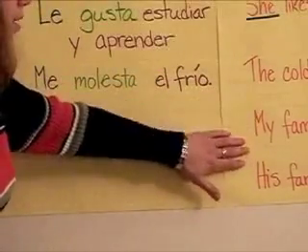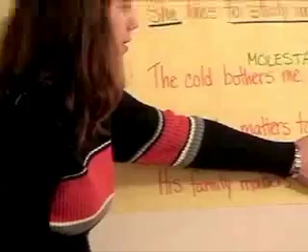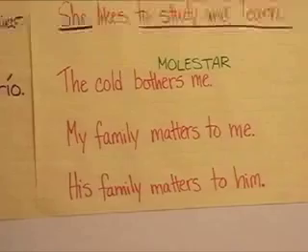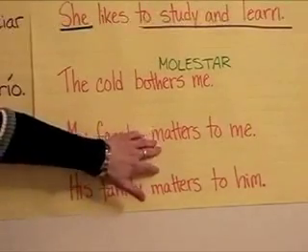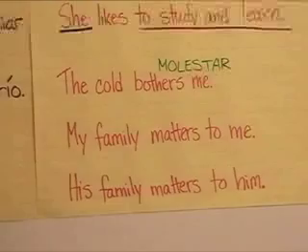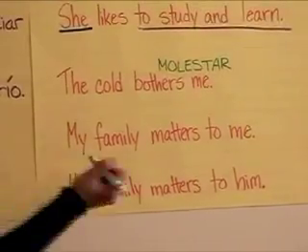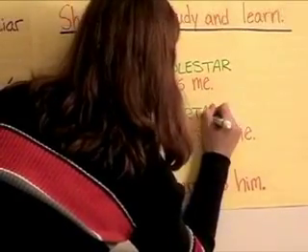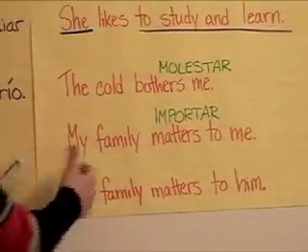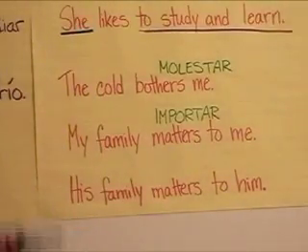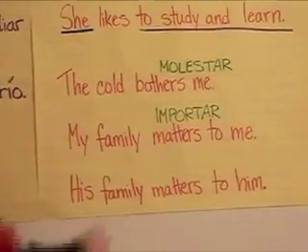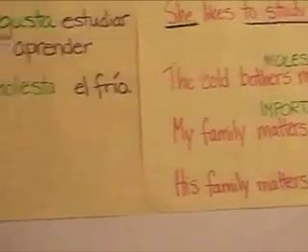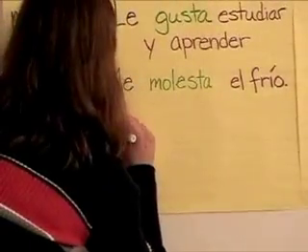All right, let's do another set here. We have my family matters to me. Now this one's nice because we have that to me already built in there, so that one should be a little bit easier to translate. What's our infinitive for the verb that means to matter in Spanish? Importar. Exactly. So you could also say, my family is important to me, if that would help you with the translation. Okay? So we already see that to me is what we're talking about here. So what indirect object pronoun am I going to use? Me. Exactly.